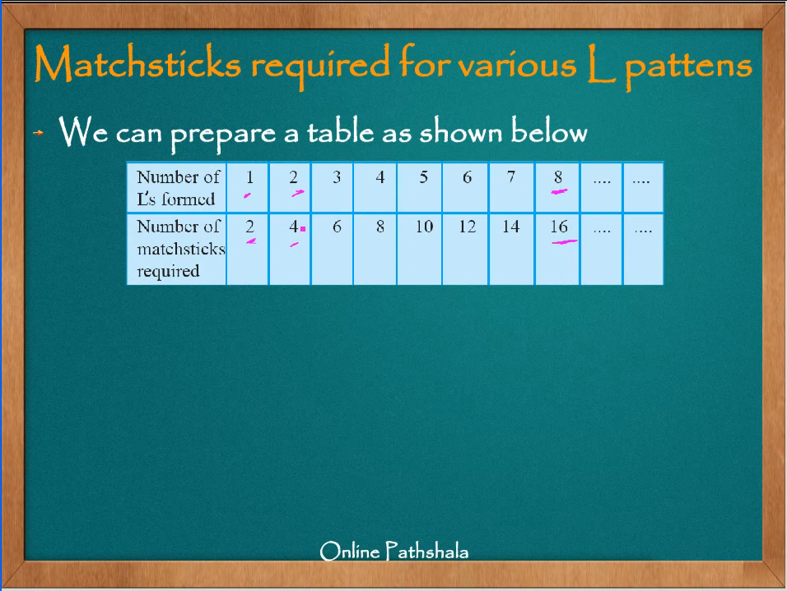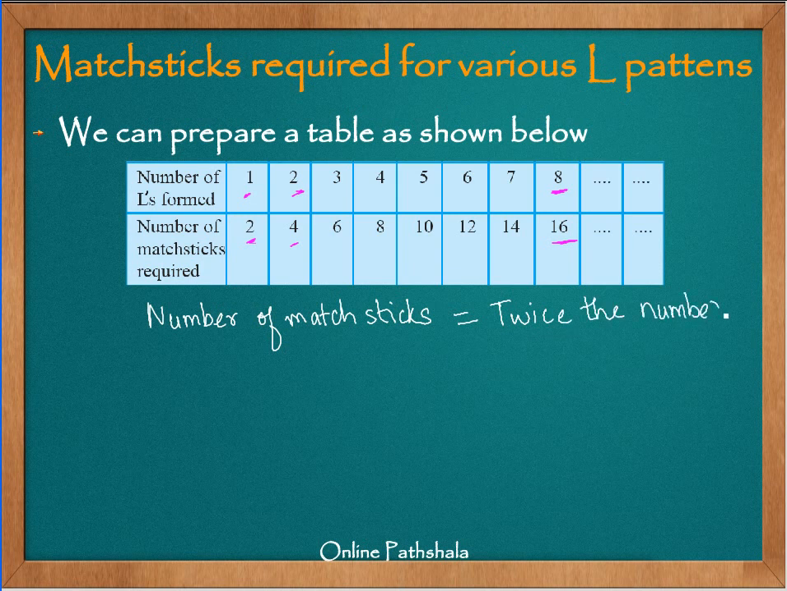Now, do we see any relation or any pattern between the number of matchsticks that are required for a given number of L's? I think the relation you can see straight away is that the number of matchsticks required is twice the number of L's that you want to form. So let me just write that down here. Number of matchsticks required is equal to twice the number of L's formed.